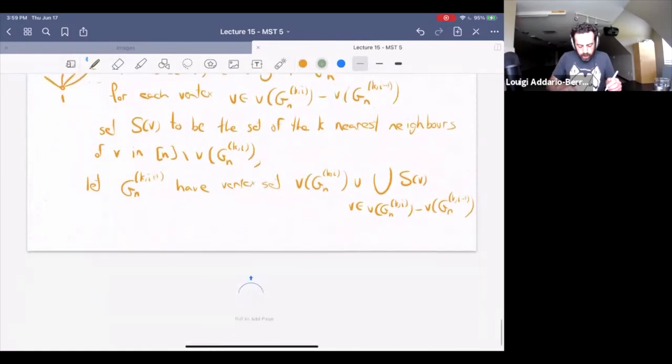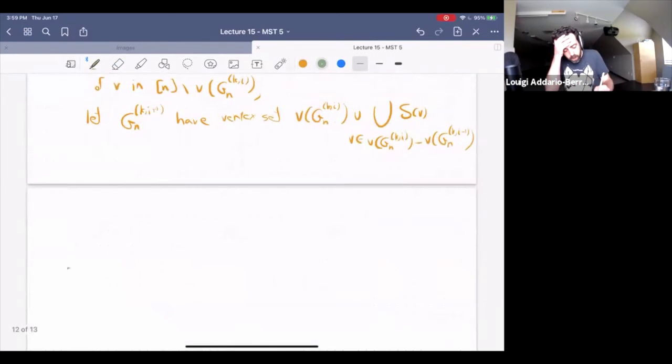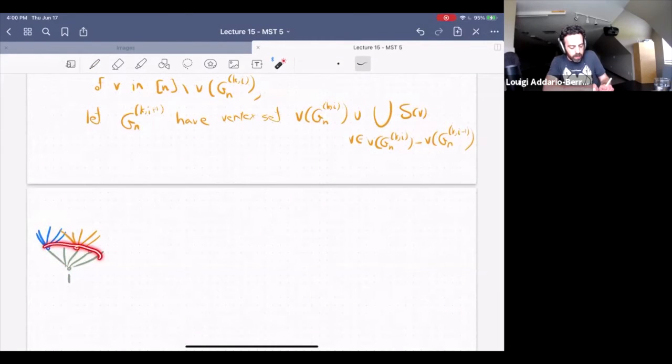Okay, so we start from the root, we add its K nearest neighbors, and then for each of these vertices we add its K nearest neighbors. And in theory, these sets could overlap, right? I mean, the K smallest weight edges leaving the nearest vertex to 1 toward the rest of the graph could head toward the same vertices as some of the K smallest edges leaving the third nearest neighbor to 1.